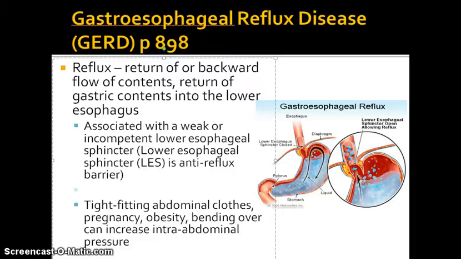Things can also contribute to GERD. People who wear too tight abdominal clothing, things like corsets, for instance, it's going to put pressure on the sphincter so it can't close. People who are pregnant or obese have a larger stomach or abdominal content area, and that's going to put pressure on the stomach and also make it hard for the esophageal sphincter to close the whole way. Bending over can also cause problems because it increases the intra-abdominal pressure and keeps it from closing as well.